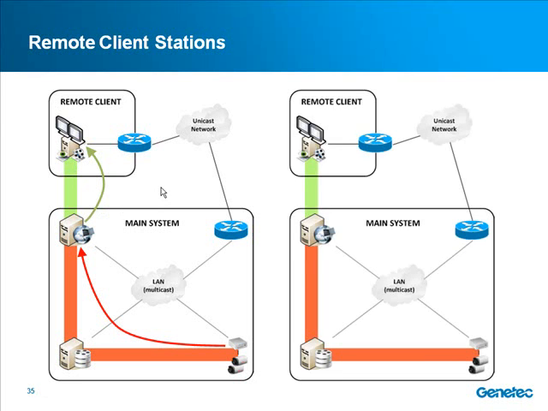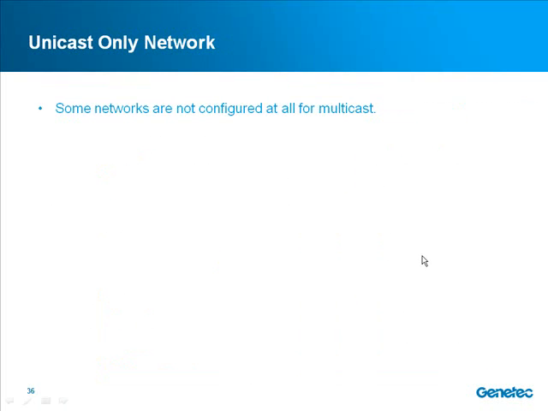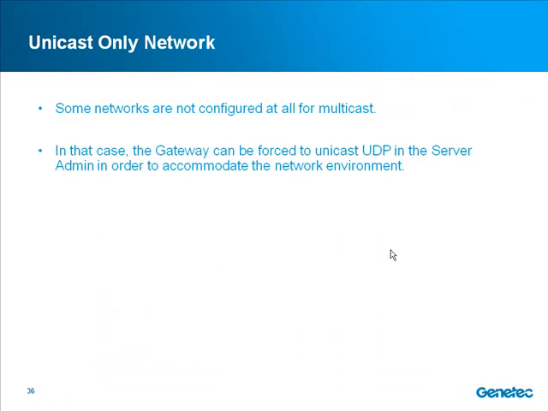Now, when viewing recorded video at the remote site, the TCP stream is being sent from the archiver and the gateway over the LAN, where the stream is being redirected to the remote client. In a Unicast-only network, there are no multicast connections at all between any of our 4 main components. In this situation, we can force the gateway in Unicast UDP in the server admin in order to accommodate the network environment as we've previously seen.